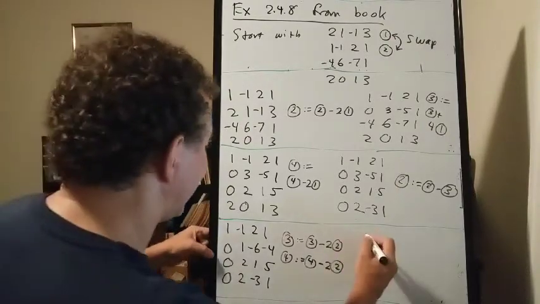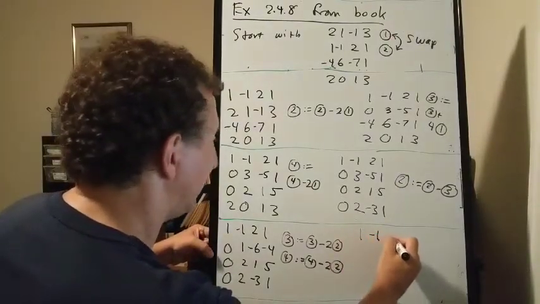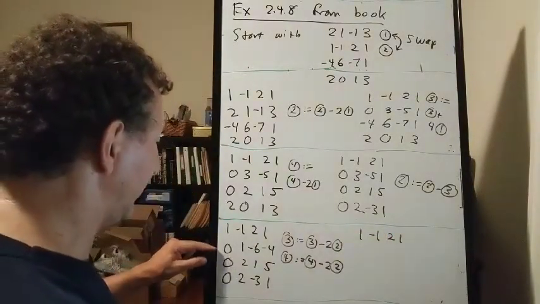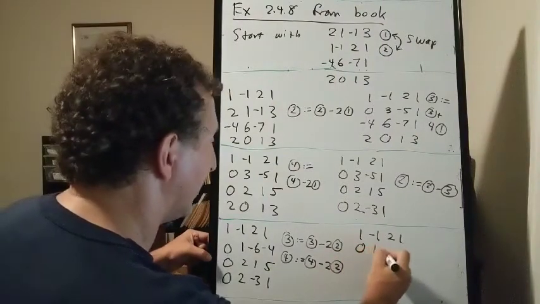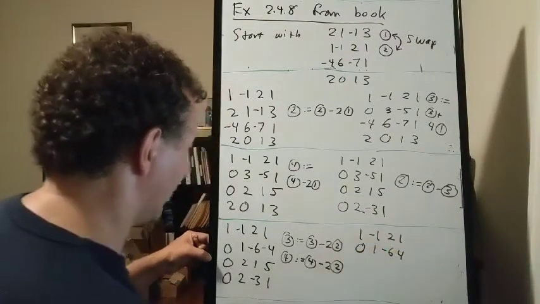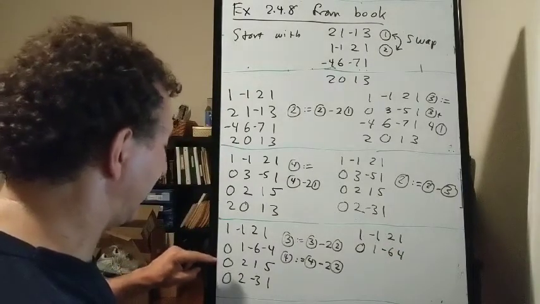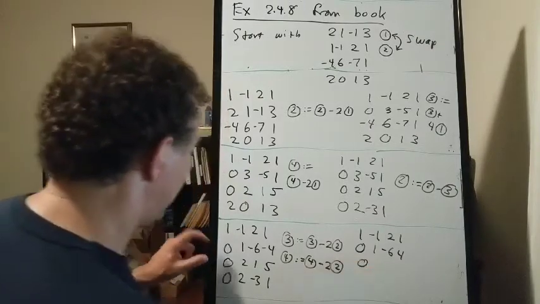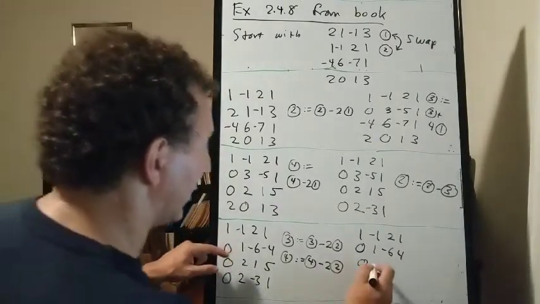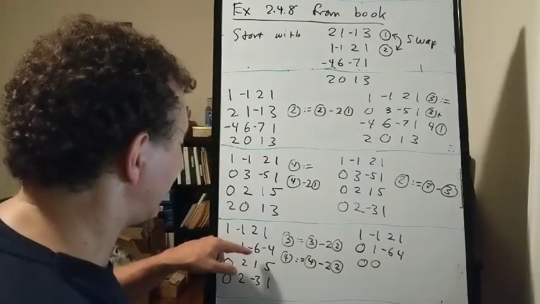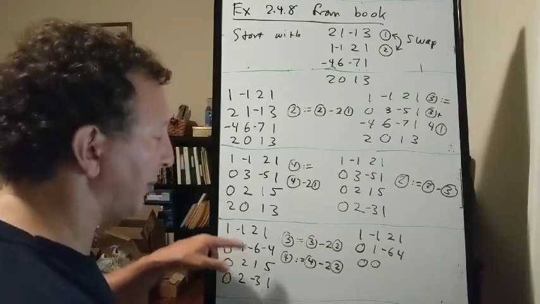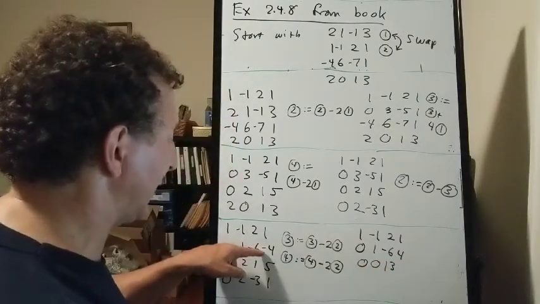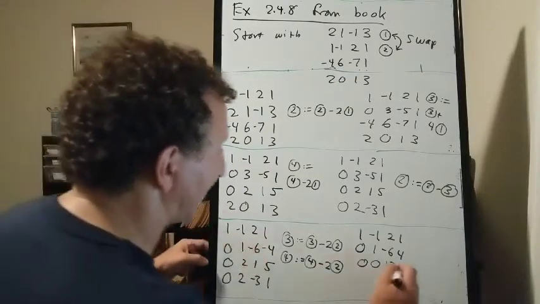So row 1 is staying the same: 1, negative 1, 2, 1. Row 2 is staying the same: 0, 1, negative 6, 4. Row 3 is going to be row 3 minus 2 times row 2. 0 minus 2 zeros is 0. 2 minus 2 ones is 0. 1 minus 2 negative 6s is 1 plus 12, so that's 13. 5 minus 2 negative 4s is 5 plus 8, so that's 13.